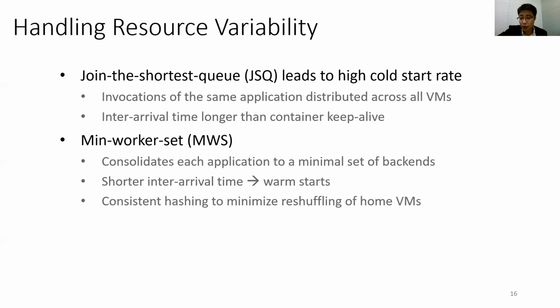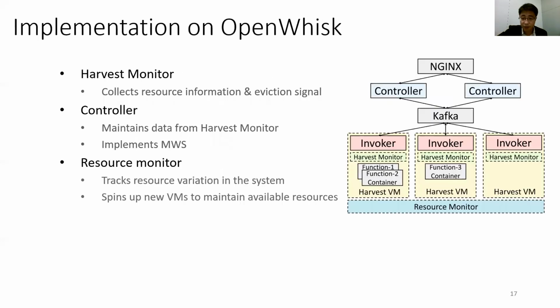To optimize the cold start, we propose a new load balancing algorithm, the min worker set algorithm, whose intuition is to consolidate each application to a minimal set of backends. Thus, the interval time can be minimized. Besides, we also adopt consistent hashing to minimize the reshuffling of home VMs upon VM eviction and redeployment.